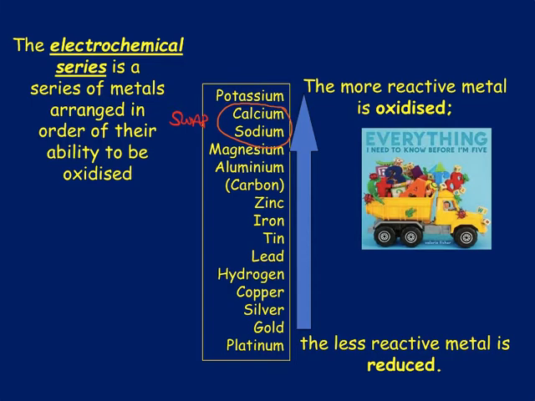Now, the more reactive metal is going to be oxidized and the less reactive metal is going to be reduced. So the top has the most reactive, or the most easily oxidized, and the bottom has the ones most easily reduced. Now, it's just an idea to know which of these things are more reactive. So I'll give you a stupid sentence for this in a second.